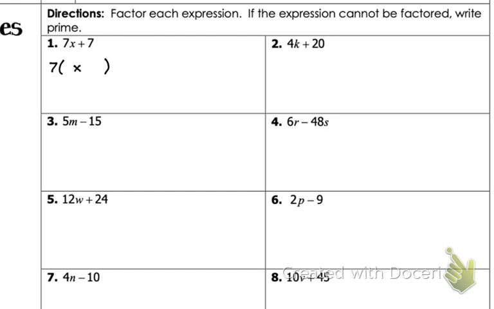And inside we'll have an x and a plus, and we just got to figure out what goes in each of those spots. Well, what goes in each of those spots is this number divided by this number. So we have 7 divided by 7 would go here, which should equal 1. And what would go here is 7 divided by 7, which is 1.